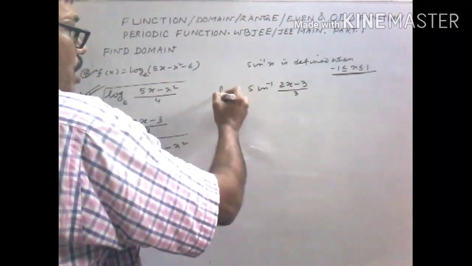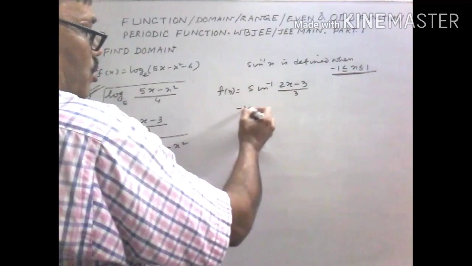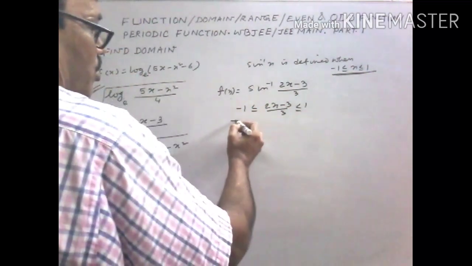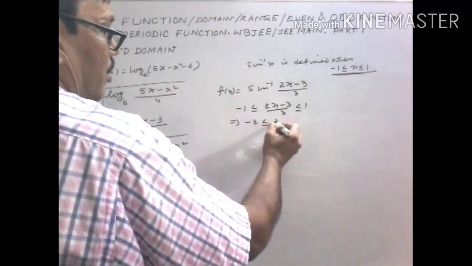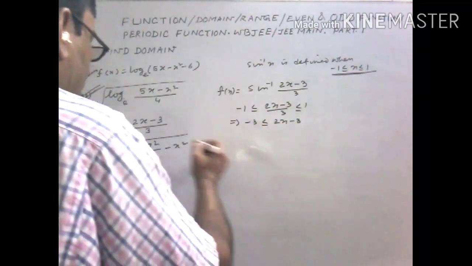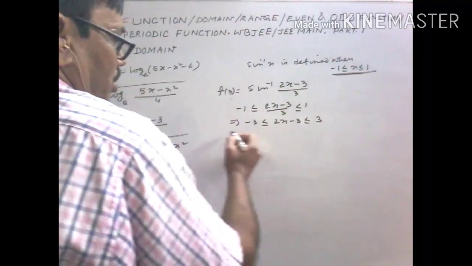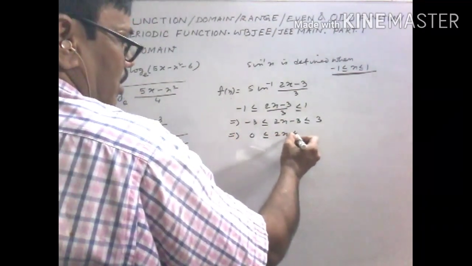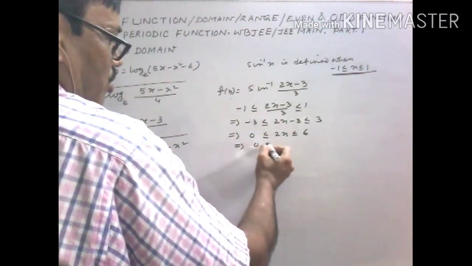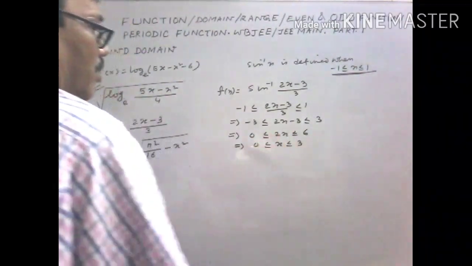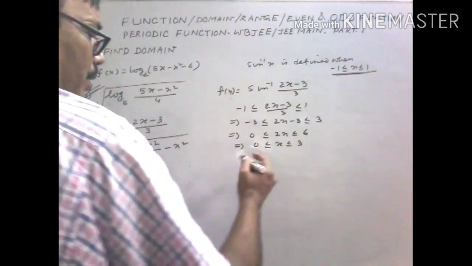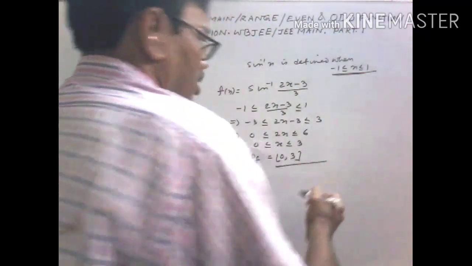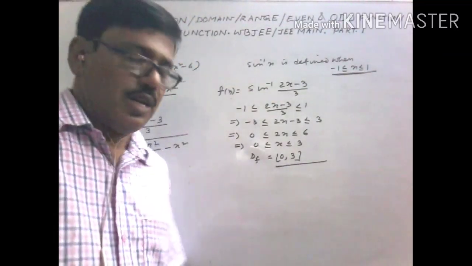This is defined if we consider this as x. So minus 1 is less than or equal to 2x minus 3, less than or equal to 1. Add 3, so 2 is less than or equal to 2x, less than or equal to 4. So 1 is less than or equal to x, less than or equal to 2. So what is the domain? This is the domain of f.